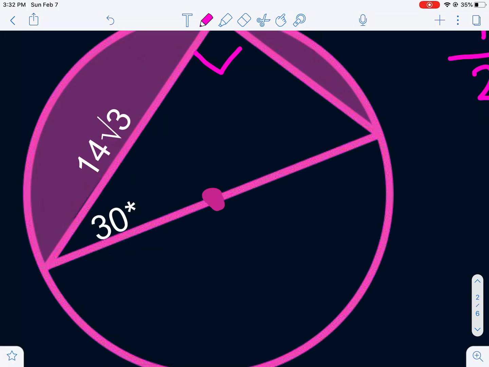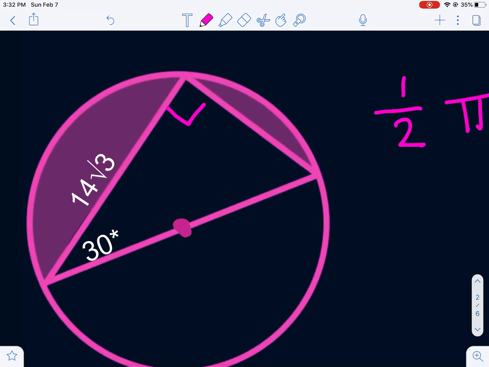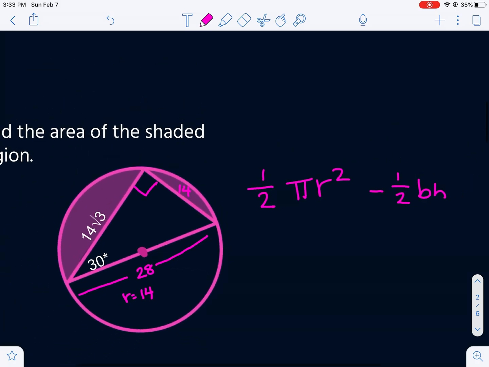And then I see a 30-degree angle. So that is a clue to me that, hey, there's a 30, 60, 90 triangle here. My long leg is 14 square roots of 3, so my short leg is 14. And my hypotenuse, which will also double as my diameter, is 28. That means my radius is 14. I have half of a circle, so half times 14 squared pi minus the triangle. Half, my base and height are perpendicular, so I've got 14 and 14 square roots 3.